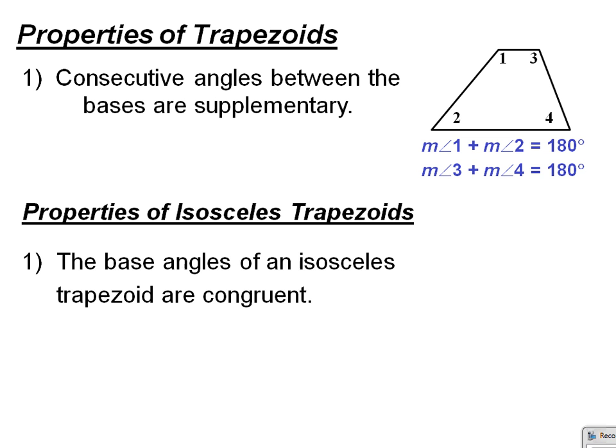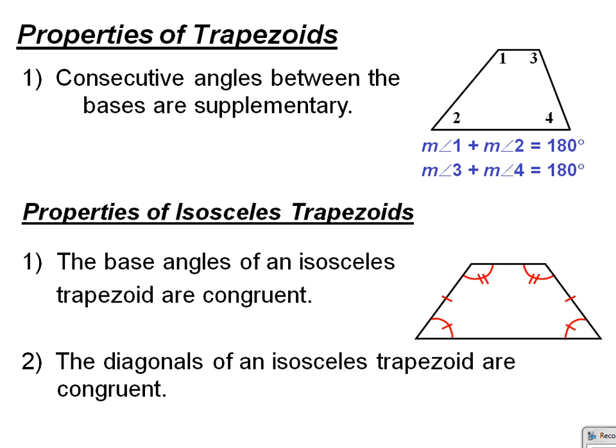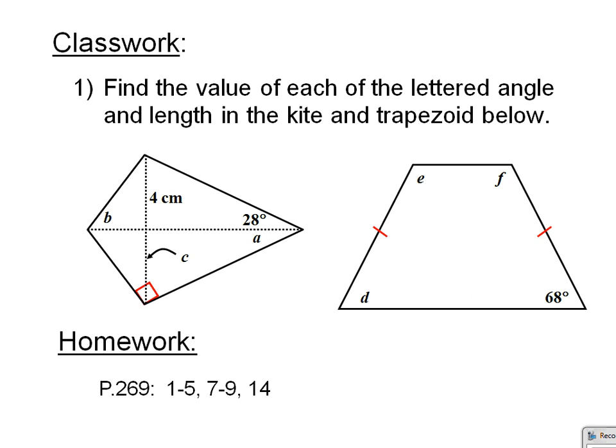But trapezoids themselves do not have many properties. In fact, they only have the one. The remaining properties actually belong to isosceles trapezoids. And a property of an isosceles trapezoid is that the base angles of an isosceles trapezoid are congruent. That not only applies to the bottom pair of base angles, but also the top pair of base angles. And another property specific to isosceles trapezoids is that the diagonals of an isosceles trapezoid are congruent. And thus concludes today's lesson.